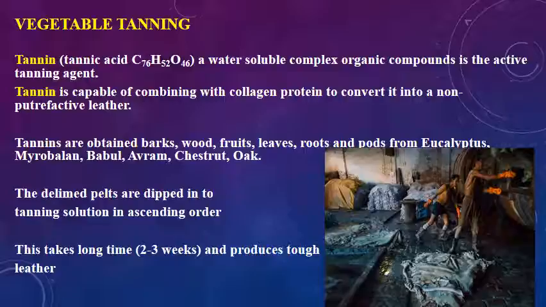for tanning. So the delimed pelts are dipped into the tanning solution in ascending order. So the pelt is kept first at a lower solution of the tannin, then it is at a higher concentration and then it is at a further higher concentration. So this process takes long time. In the vegetable tanning, to make this reaction happen, it takes long time in an ascending order at different concentration, and that could be 2 to 3 weeks. And finally, when the reaction is over, this produces the leather, but this kind of leather will be very harsh and tough.